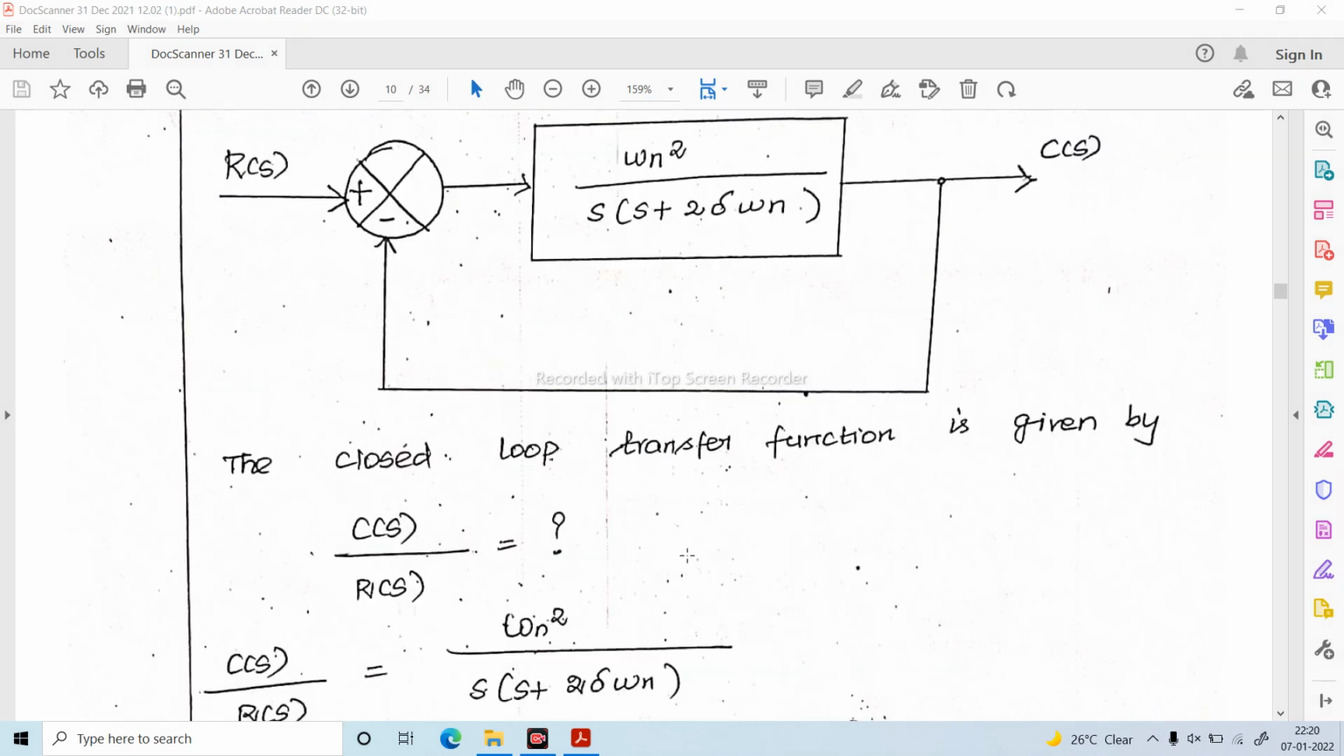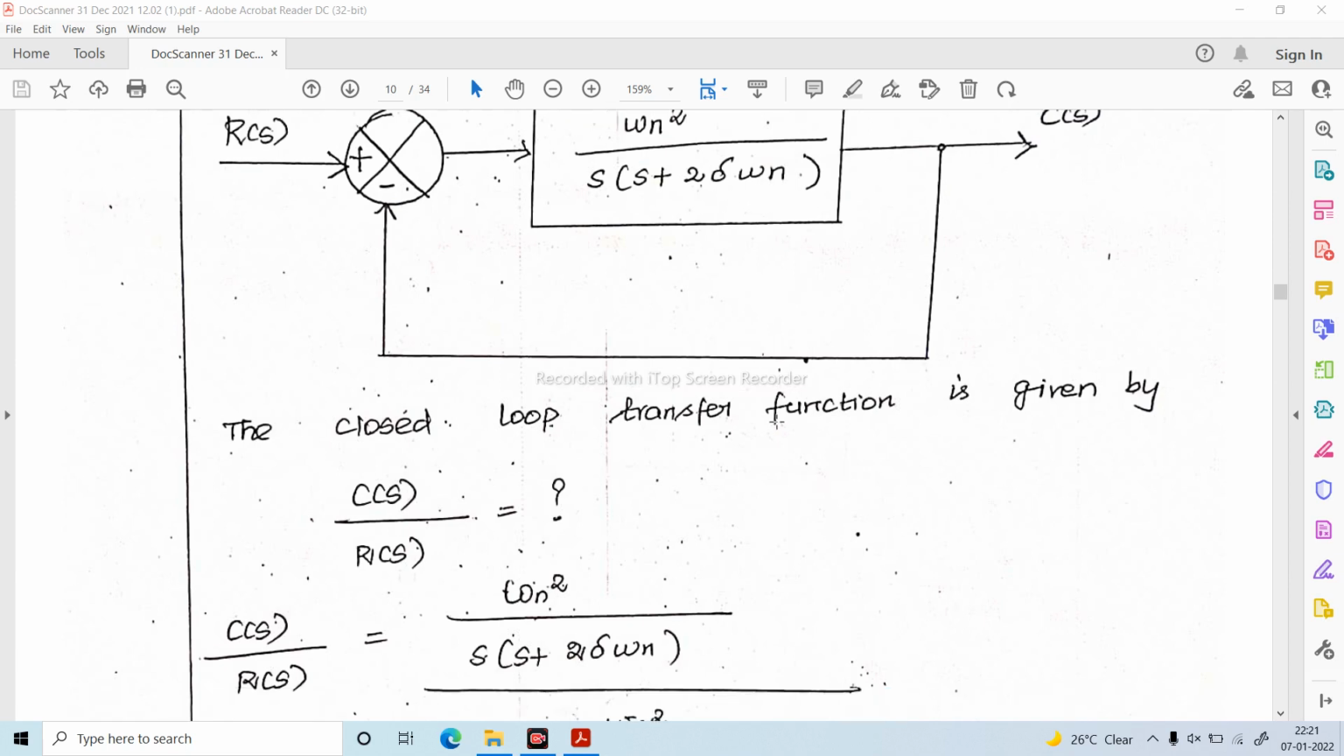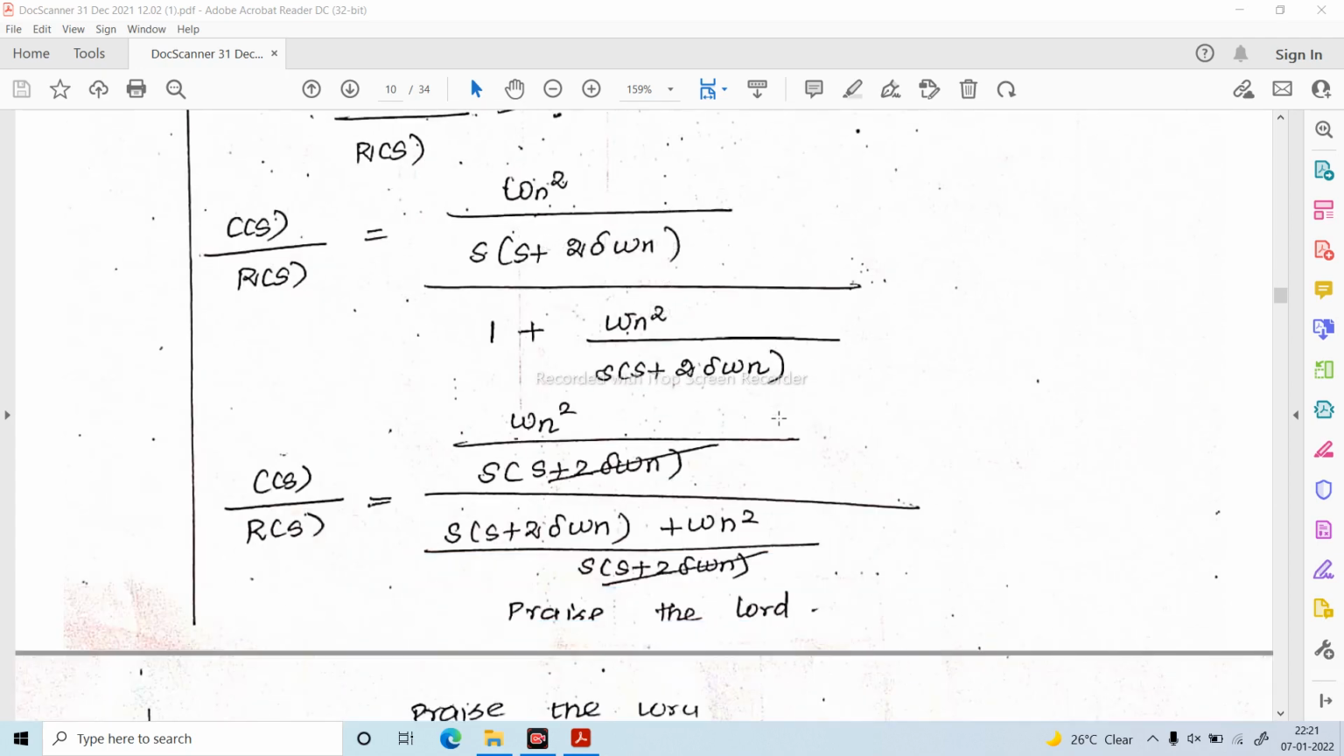Next I am going to find out the closed loop transfer function of this given block diagram. As I have already told, in block diagram reduction, the negative feedback loop is reduced as g of s divided by 1 plus g of s into h of s. Here h of s is equal to 1, that is the unity feedback system, and g of s is given as omega n square divided by s into s plus 2 delta or 2 zeta omega n. Using this, I am going to find out the transfer function.